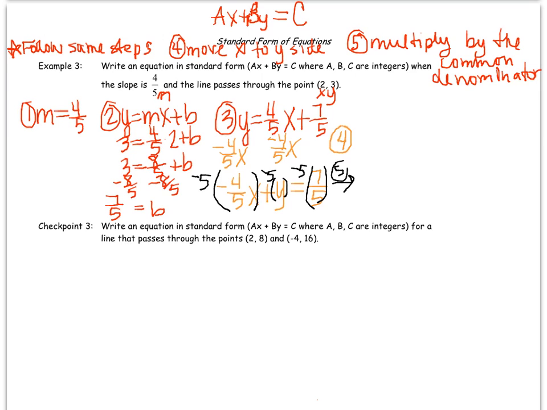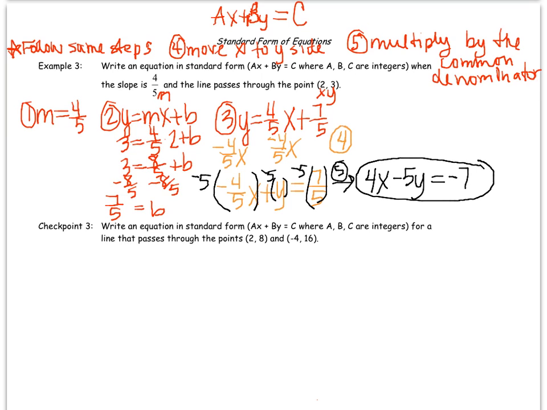Okay, so this is our step number 5 here. Lots of 5s there. So negative 5 times negative 4/5 will be positive 4, and we still have the x. Negative 5 times y is negative 5y, equals negative 5 times 7/5 will be negative 7. So my equation is 4x minus 5y equals negative 7. And that is my final answer.